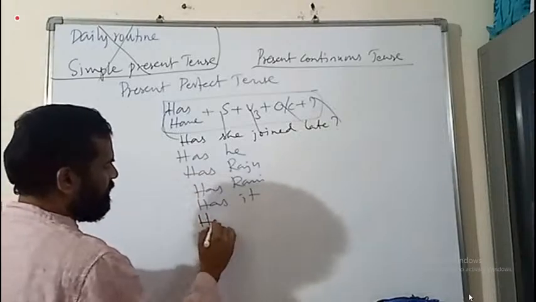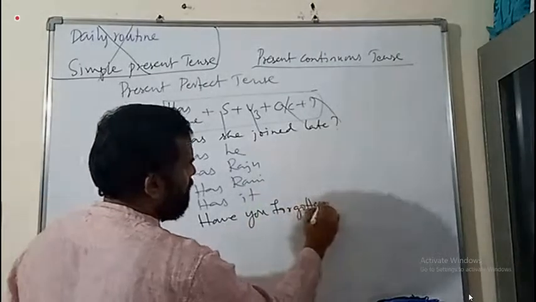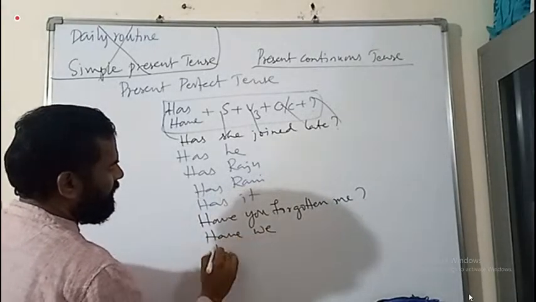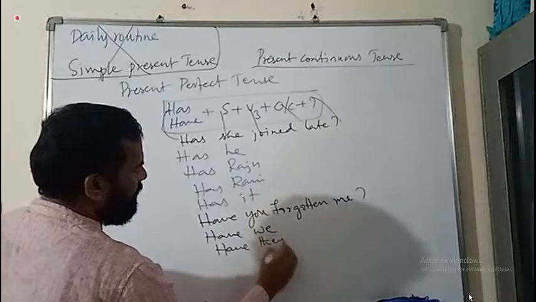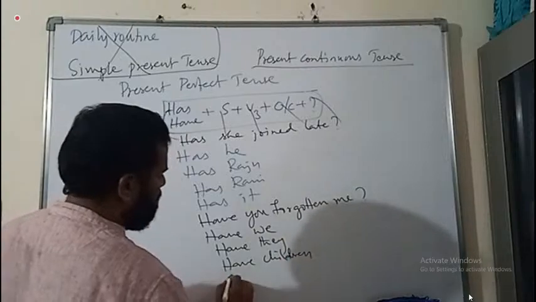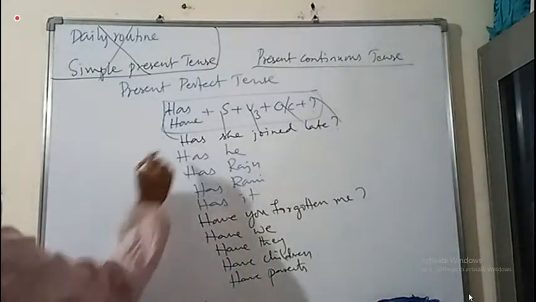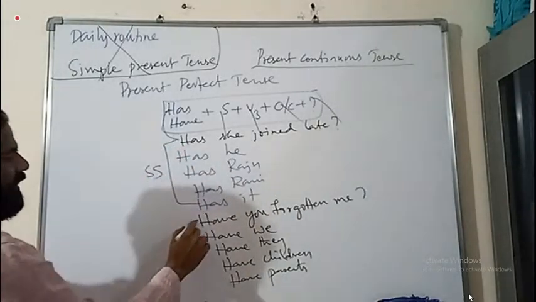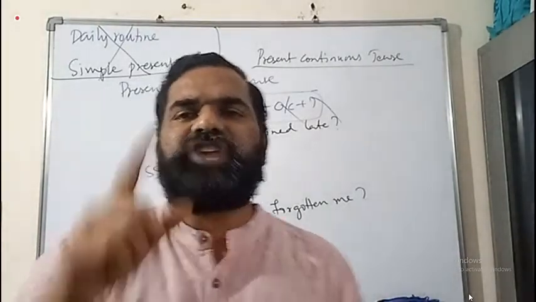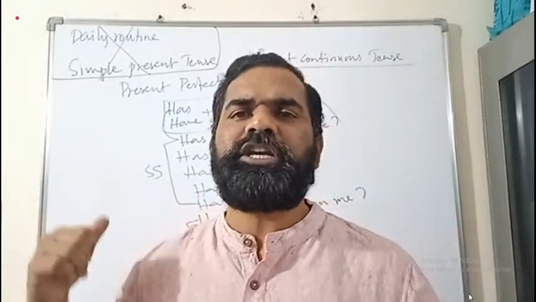And then, have you forgotten me? Have we? Have they? Have children? Have parents? So this is singular subject and this is plural subject. Take down the structure, examples, and the rest you need to write on your own. Please do it.